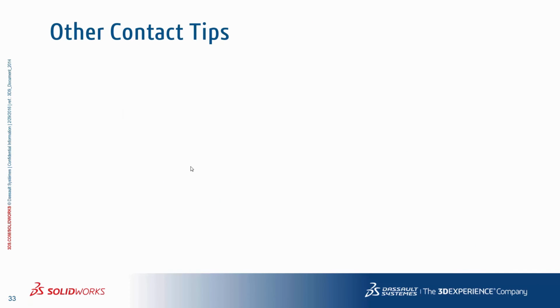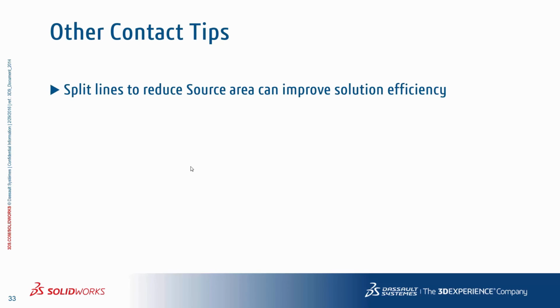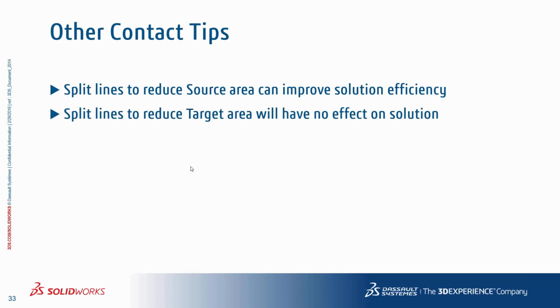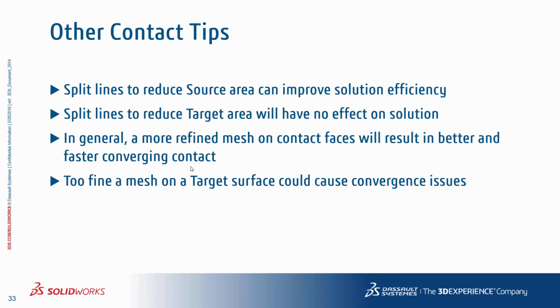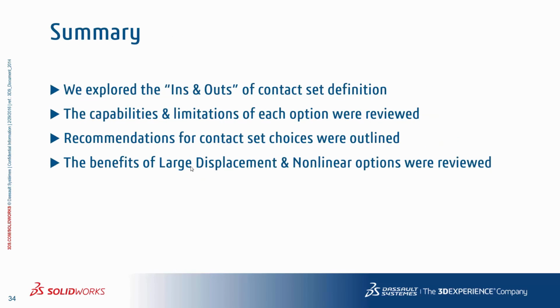All right, to wrap up things, here are some other contact tips. Use split lines to reduce the source area because that can always improve the solution efficiency. Now, if you use split lines in the target area, most likely it's not going to have any effect on the solution. Now, in general, a more refined mesh on the contact faces will certainly result in a better and a faster converging contact. Now, too fine a mesh on the target face could actually end up causing convergence issues. So again, keep in mind, the focus of mesh refinement should be as much as possible on the source geometric entities, not really on the target entities.